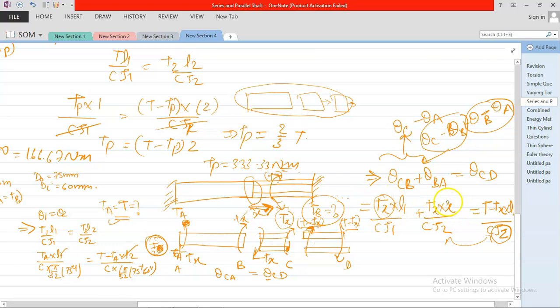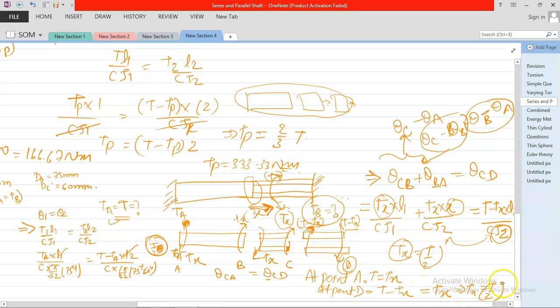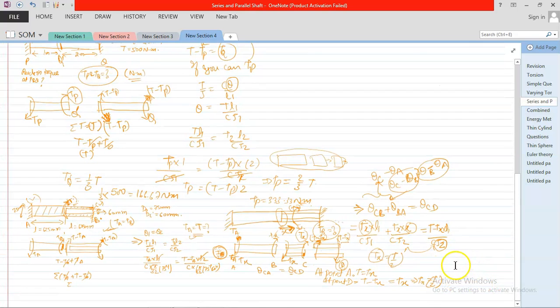Now as you know, there is one variable Tx and one variable x. In order to make the end reactions equal, Tx should be equal to T by 2. Because at point A your torque is Tx, and at point D your torque is T minus Tx. So these need to be equal. So this implies Tx should be T by 2. Now you have a single variable x and you can solve for x.